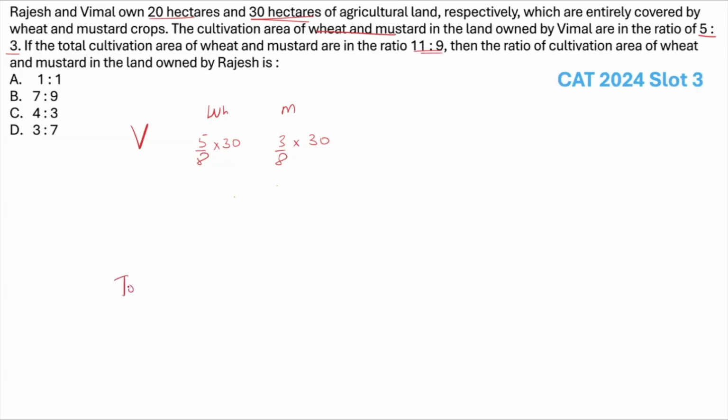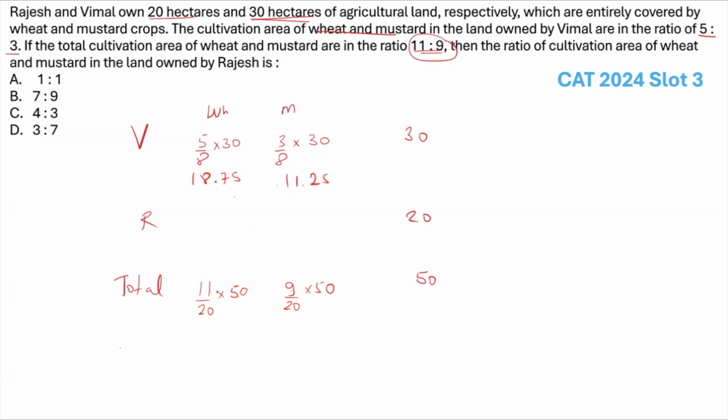And now let's observe the total. The total land available is 30 hectares by Vimal and 20 hectares by Rajesh. This sum becomes 50 hectares, right? Now, out of this 50, the ratio of wheat and mustard is 11:9. So 11 by 20th of the total is wheat and 9 by 20th of the total is basically mustard. Let's calculate these values that we have written so far. For Vimal, the wheat cultivation is 5 into 30 upon 8, or this is 18.75. Subtract this from 30, you will basically get 11.25. You can also calculate 3/8 of 30.